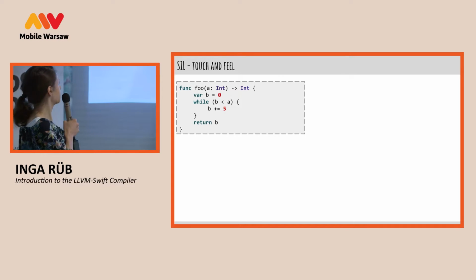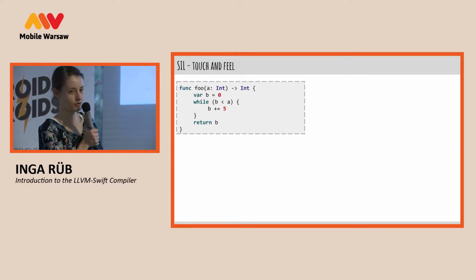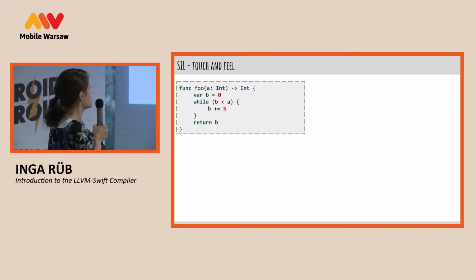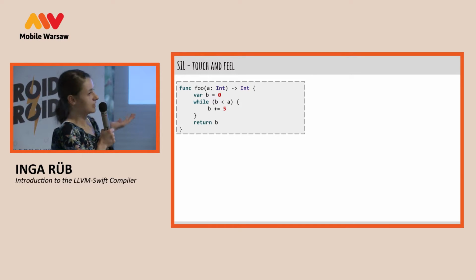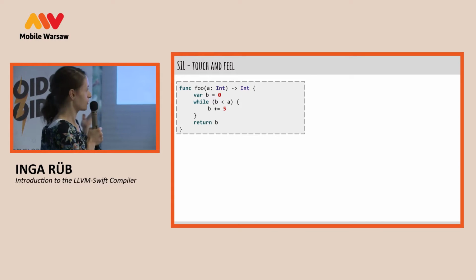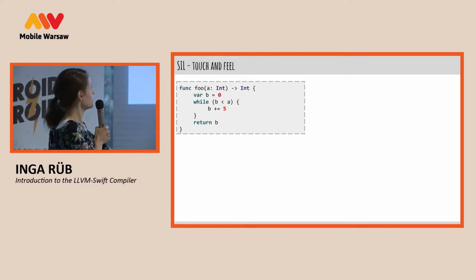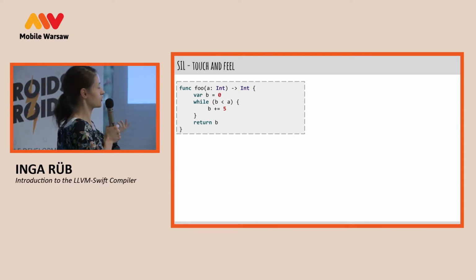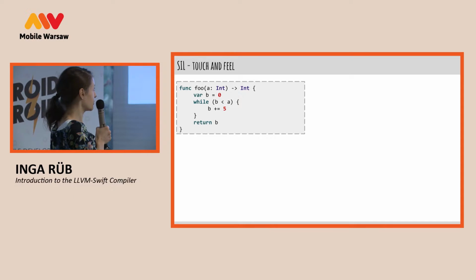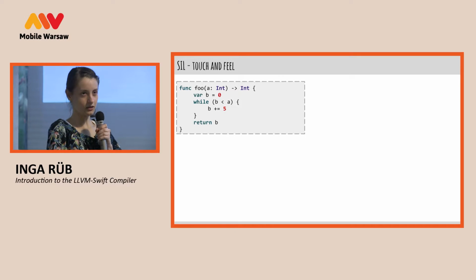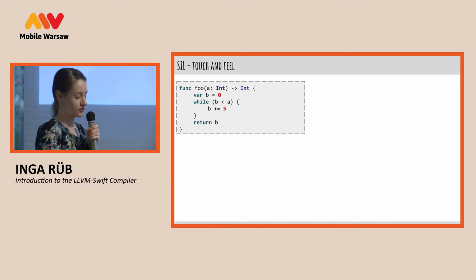Here we have a function foo, which takes as an argument an integer. It also returns an integer value. In the first line, it allocates a variable b and assigns a 0 to this variable. Then we have a while loop, which checks if b is less than a. If so, then it increments b by the value of 5, and then returns b. So what would SIL look like for such code?